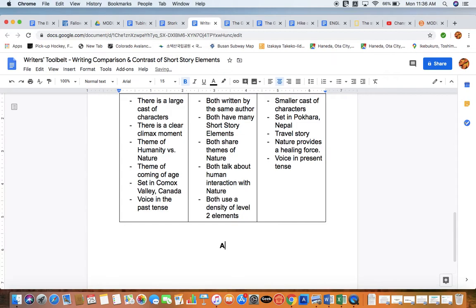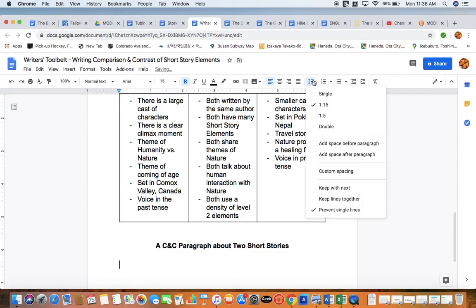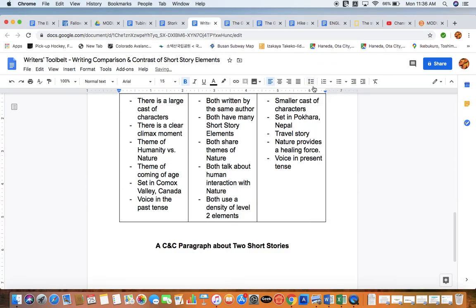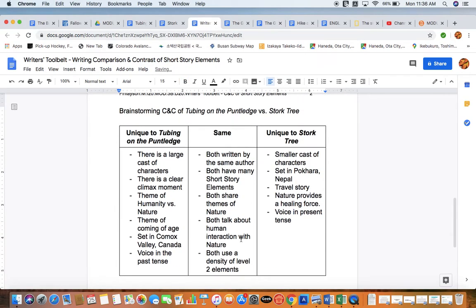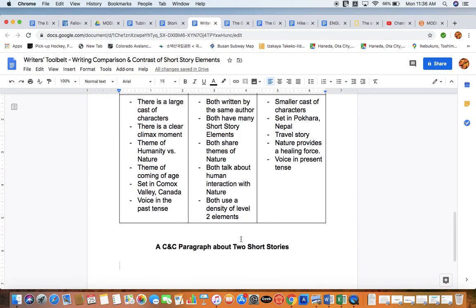a C&C compare and contrast paragraph about two short stories. We don't need to give away too much. So then we're going to move it back. We're also going to set our spacing down to double spacing. We don't need this to be bold anymore, but we've got our brainstorming chart right here. So we always indent the paragraph by hitting the tab key.